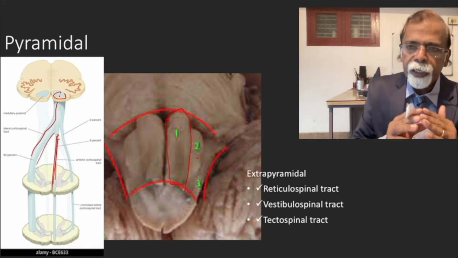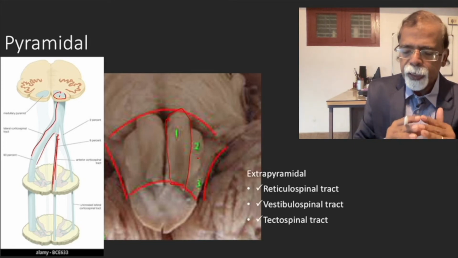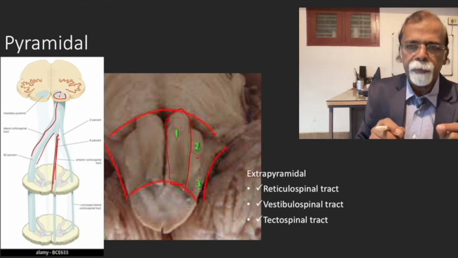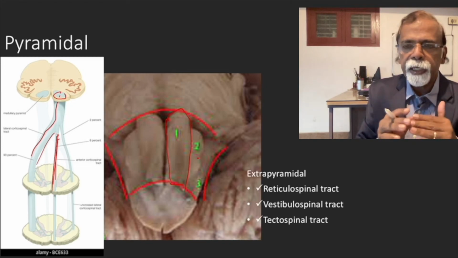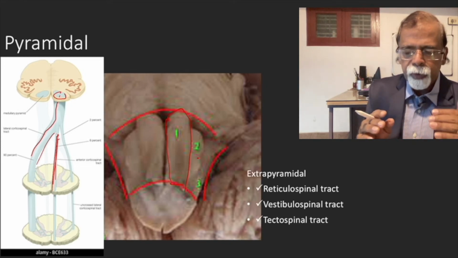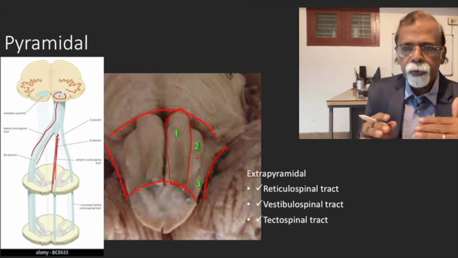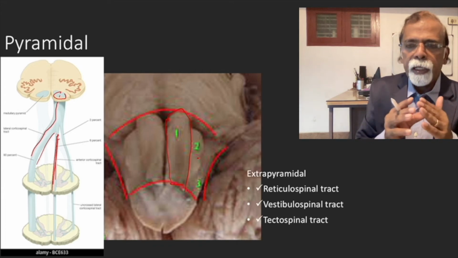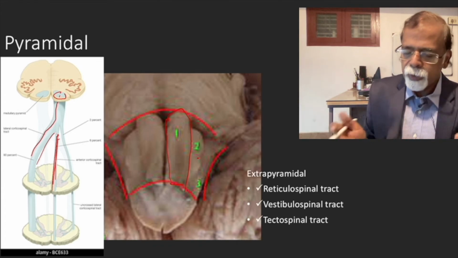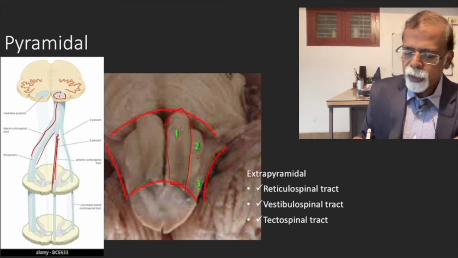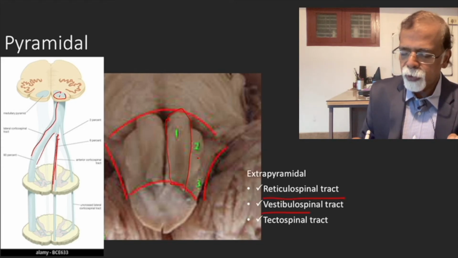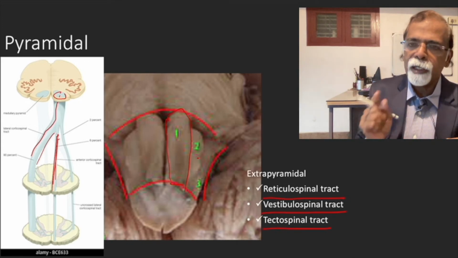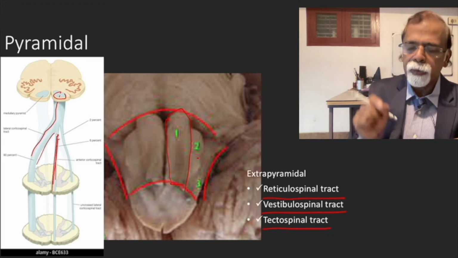So we can divide the tracts into pyramidal tract and extrapyramidal tract. Pyramidal tract means the fibers are passing through the medullary pyramids. All fibers descending down from the brainstem or from other centers, the upper motor neurons, and not passing through the pyramids are called extrapyramidal. The typical ones are the reticulospinal pathway, vestibulospinal pathway, and tectospinal pathway. These are all examples of extrapyramidal. Why are they called extrapyramidal? Because they are not passing through the pyramids.